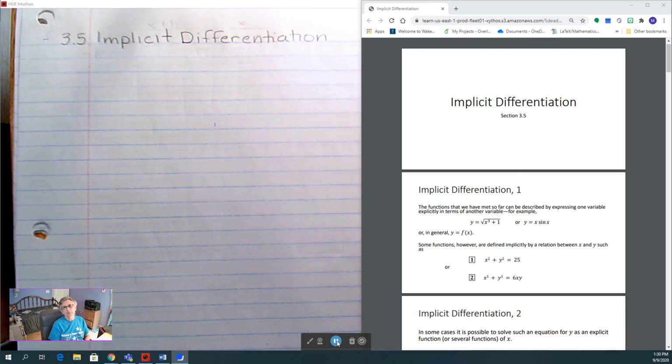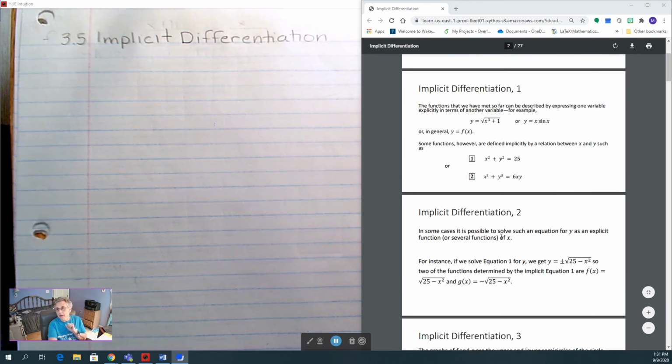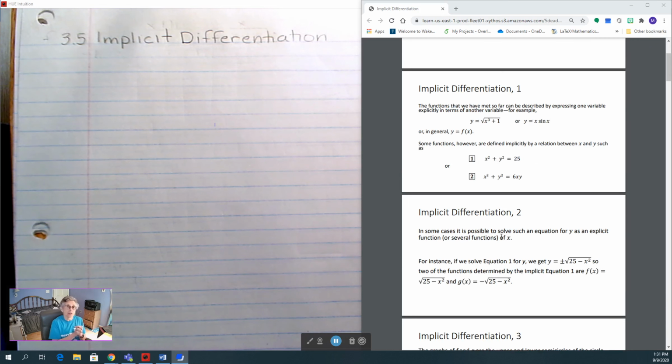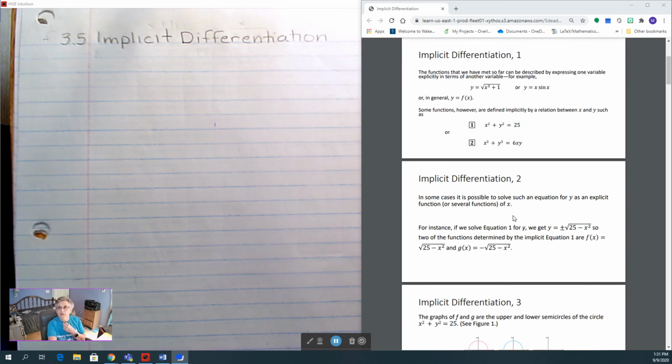Section 3.5, implicit differentiation. All of the functions we have differentiated so far have been y equals something with x's in it, or f of t equals something with just t's in it. But what if it's not that straightforward? What if it is something like x squared plus y squared equals 25, a circle, or x cubed plus y cubed equals 6xy?